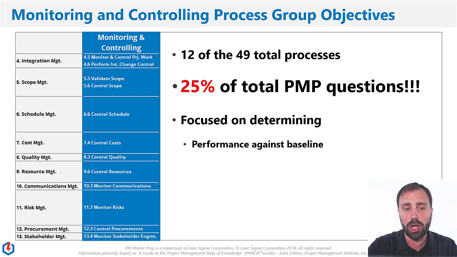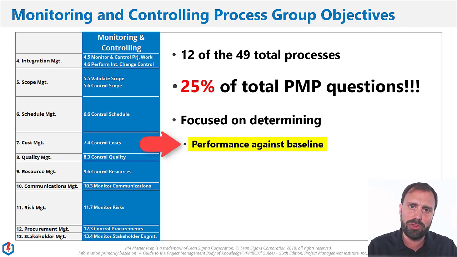And as we start to learn more about the monitoring and controlling process group, this whole process group is focused on determining a couple things. Basically, what is our performance against our baseline? We're going to talk about that a lot. What is our performance against a baseline? We set 3 baselines at the beginning. Now we start to look and say, hey, how are we doing?